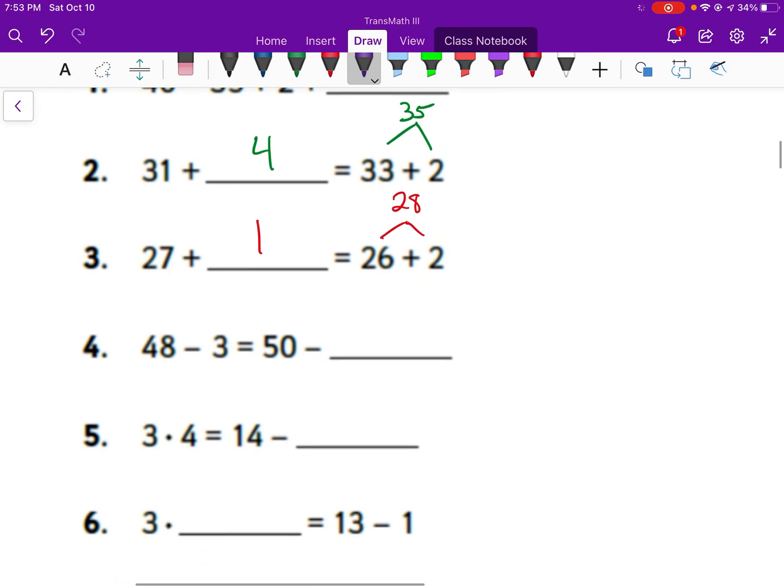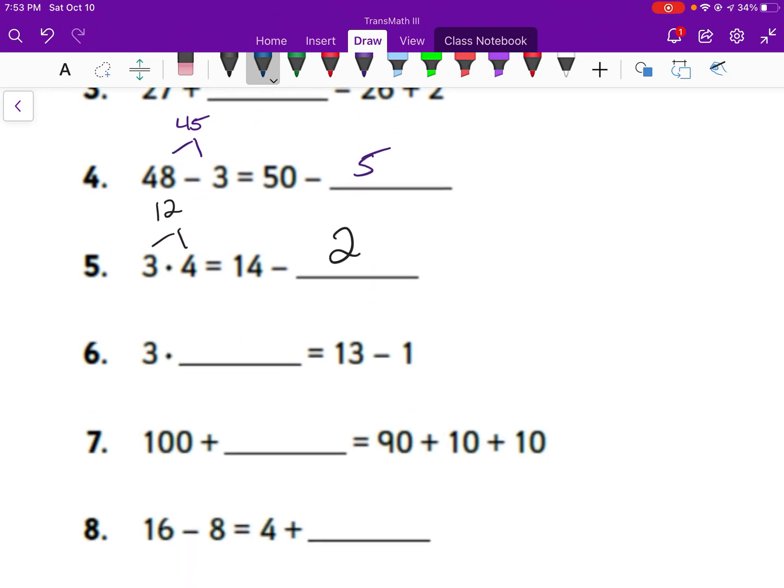So number 4 then, 48 minus 3, which is 45, is equal to 50 minus what? 50 minus 5 is equal to 45. All right, so then number 5, we got 3 times 4, or 12, is equal to 14 minus what? Which is 14 minus 2.